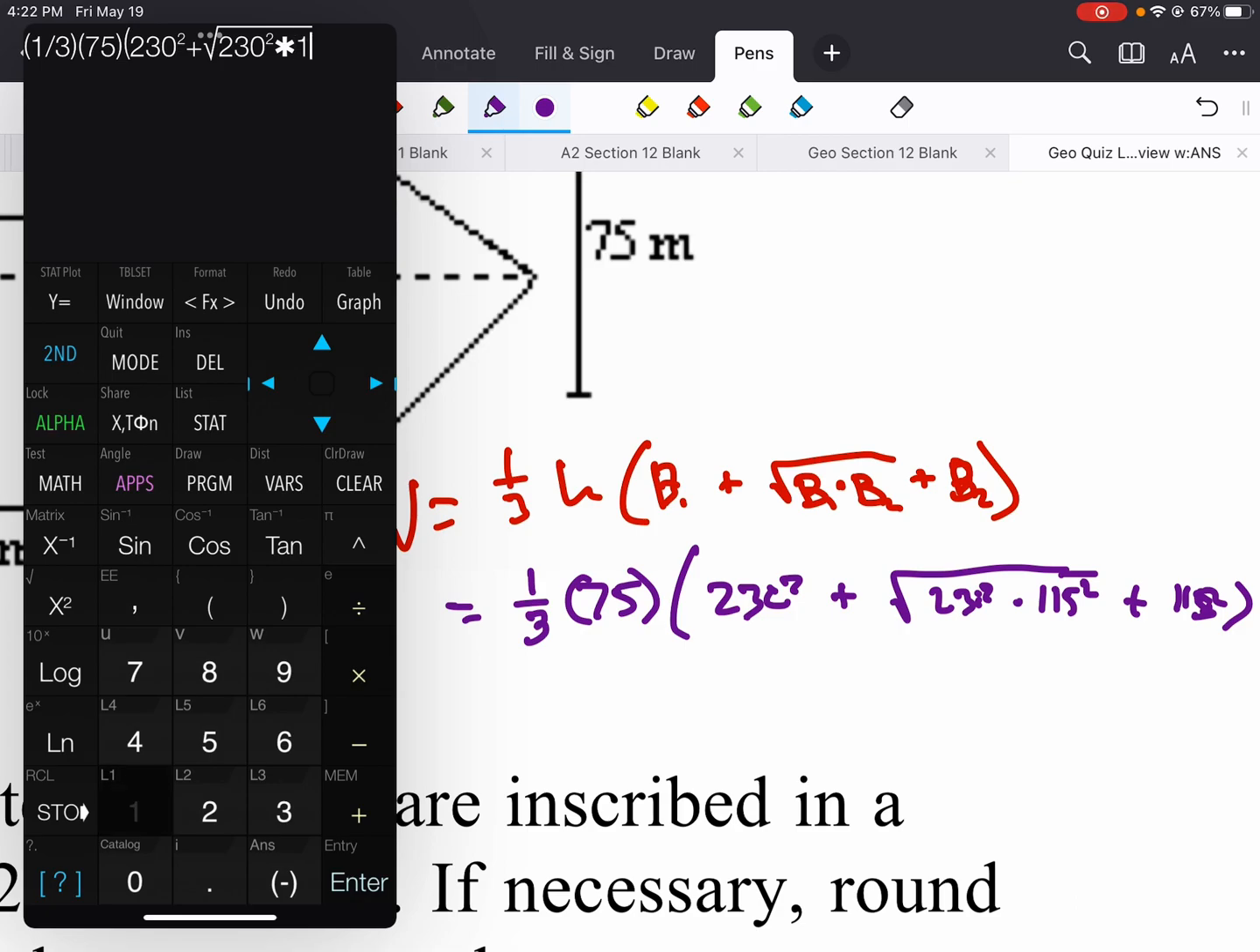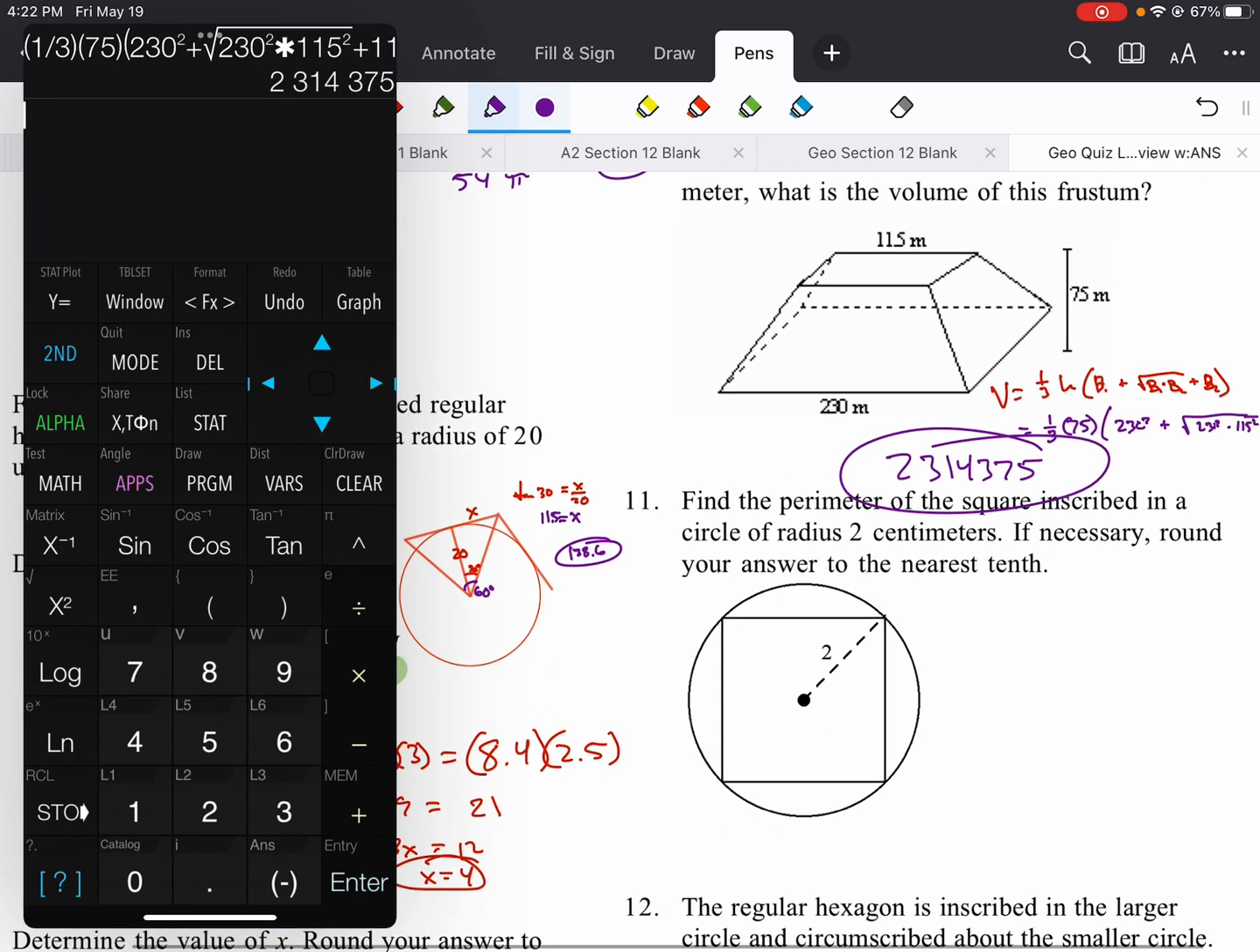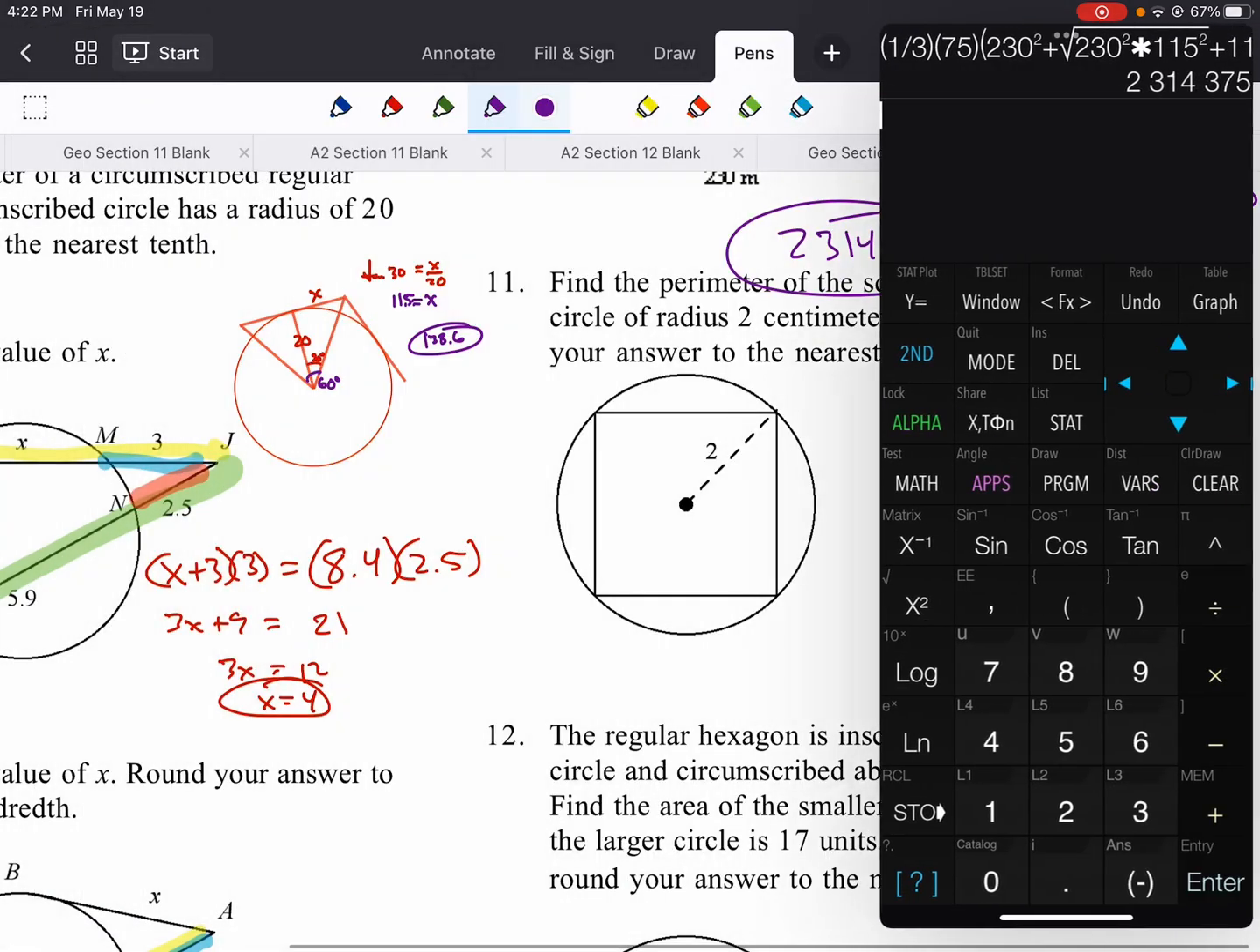All right, but we're good here. 115 squared, and that's just because that's what the area would be. And then the area of the base, again, is 115 squared. Not 115, but 115 squared. All right. And so this should be good. Let's see if we're right. And it's like a big number, 2.3 million. So that should be right. Okay. Big old volume. All right, last couple, and we're done.